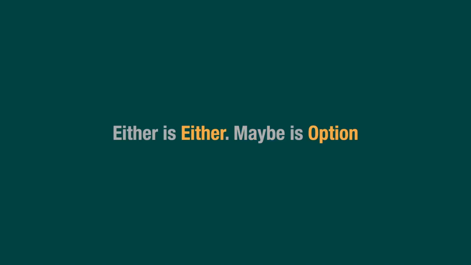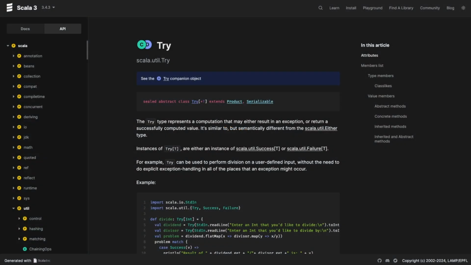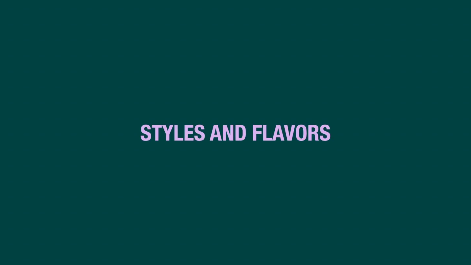Idiomatic Scala code does not use nulls, so you don't have to worry about those. Either is Either, and Maybe is called Option. You might see Try here and there, and if you do, see the docs, it's pretty much Either, with Throwable on the left, which is a cousin of Exception. For everything else, see what your stack or libraries of choice have in terms of failure handling.